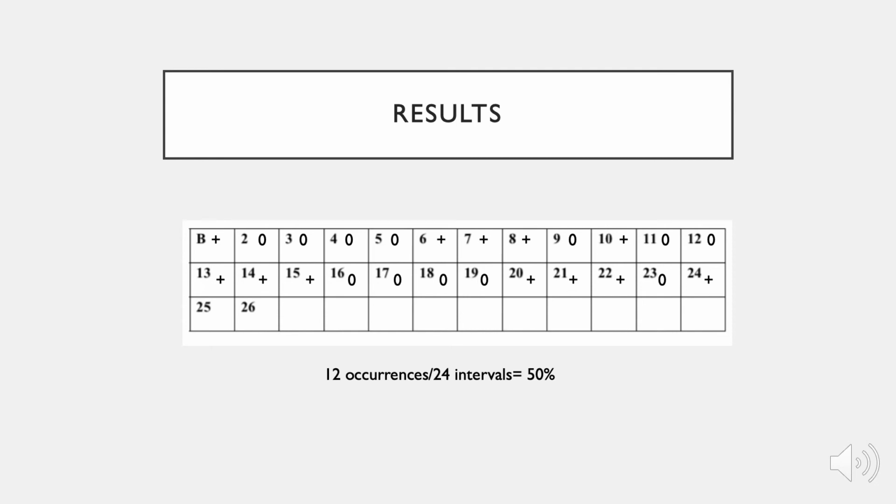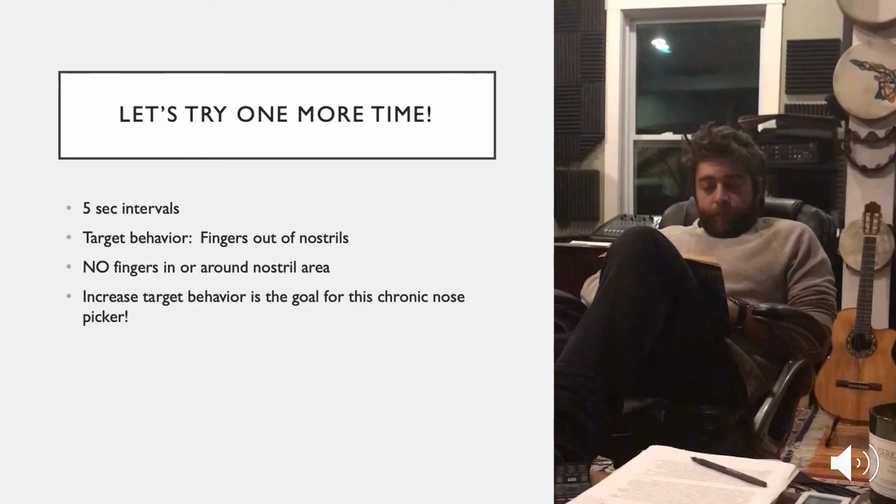If you did not get that, we're going to try it one more time, so we're going to move on to the next slide. It's the same video. Just in case it kind of snuck up on you, I thought we could go over it again. So again, every 5 seconds is a new interval, and I let you know in the video. The target behavior is fingers out of the nostril, no fingers in or around the nostril area. You want to be focusing on the more appropriate behavior in this video, not the nose picking behavior.